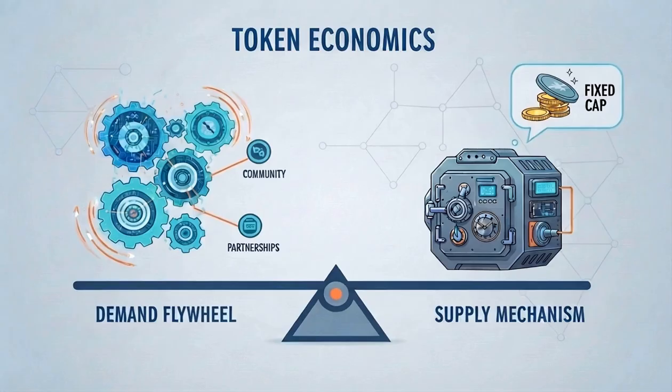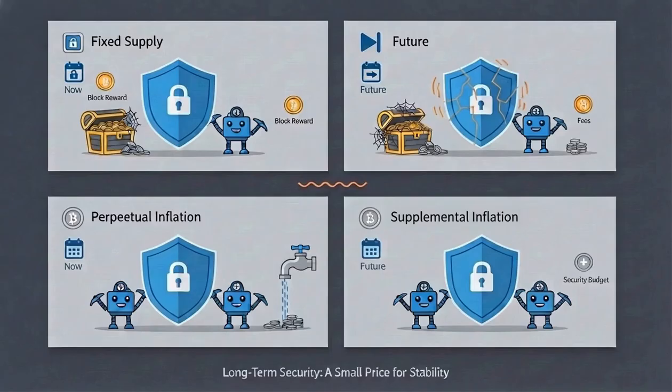So we've spent all this time architecting the demand for your token, building that flywheel. But that's only half the equation. We have to be just as thoughtful about the supply side. What I see all the time is this obsession with a fixed supply cap, marketed as a magic bullet for value. But I find it can be incredibly short-sighted. What happens in a decade when emissions run out? How do you pay to secure your network? You might find that a small perpetual inflation rate isn't a bug, it's a feature, a permanent security budget.